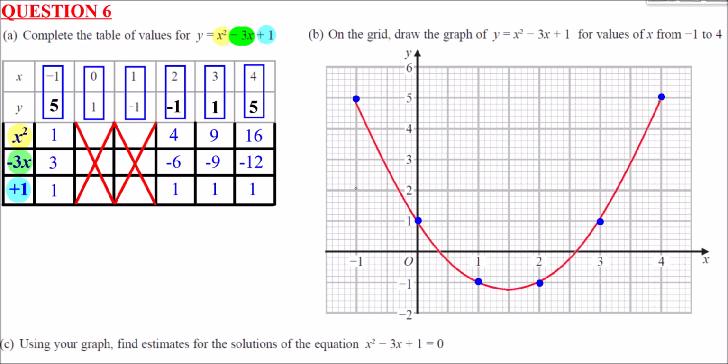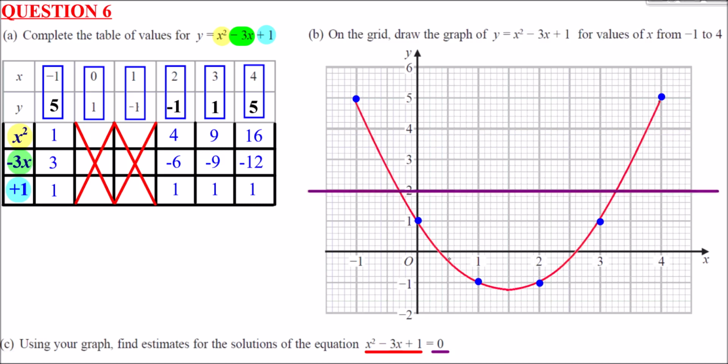Part C, we're now going to use this graph to find estimates for the solutions of the equation x squared minus 3x plus 1. The graph of x squared minus 3x plus 1, I've done in red here. I can now do the graph of where y equals 0, I'm going to say in purple, which is just going to be a straight line through the x-axis, where that crosses this red line, will tell us the solutions to this equation.